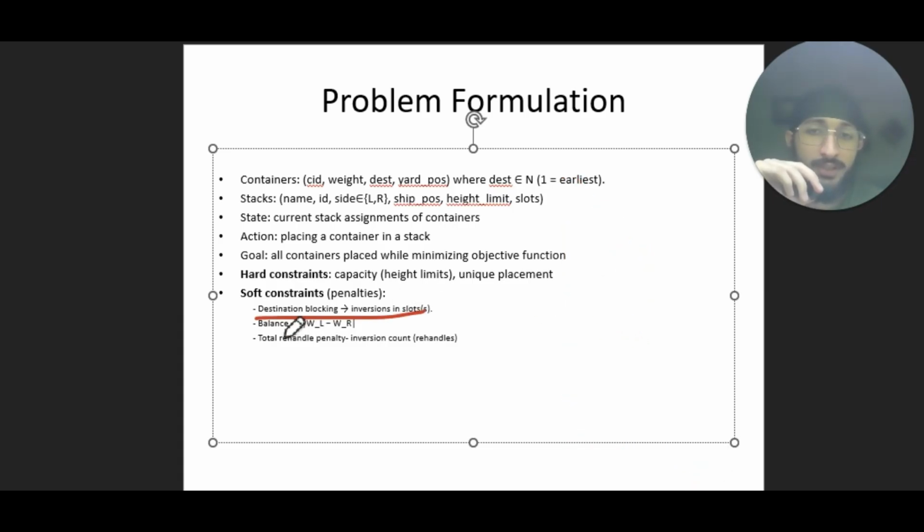So these are the soft constraints, and we also have the balance penalty, which is basically the absolute difference between the left and right weights of the ship. And the total rehandle penalty, the inversion count, we have already discussed. Now moving on to the next slide.